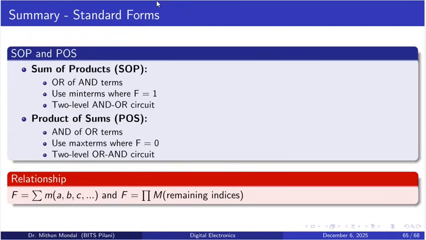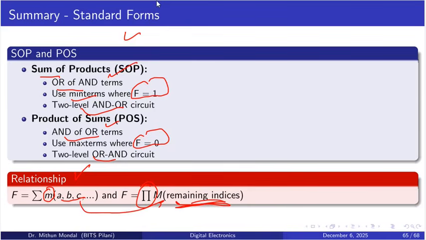So these two De Morgan's laws, the first and the second law, are important to solve any problem related to digital circuits. Two important forms we have seen: the standard forms, sum of product and product of sum. In the sum of product, we have OR of AND terms, use min terms, where the function is equal to 1, and we get a 2-level AND-OR circuit. Whereas in the POS form, we have AND of OR terms, where the function is taken to be 0, and this is the 2-level OR-AND circuit. In terms of relationship, the small m with the indices gives you the min terms, and the product will give you the max terms. Here we have the remaining indices which are not present in the min terms.